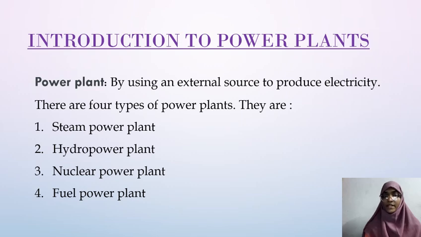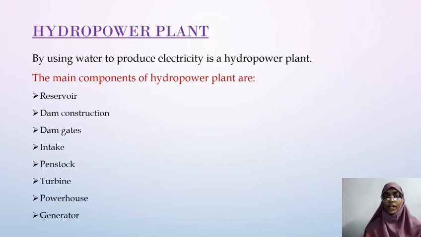Steam power plant means using an external source like coal to produce electricity. Hydro power plant uses an external source like water. Nuclear power plant uses an external source like uranium 235 to produce electricity. Fuel power plant uses an external source like diesel to produce electricity. So let us see what is meant by a hydropower plant.